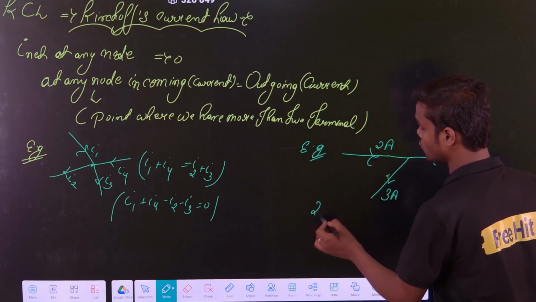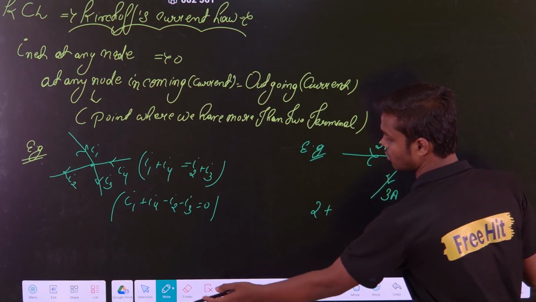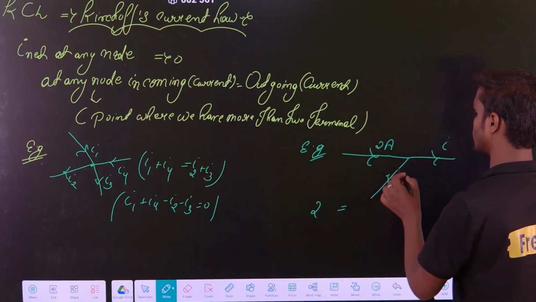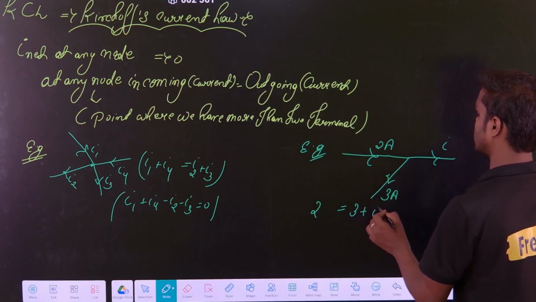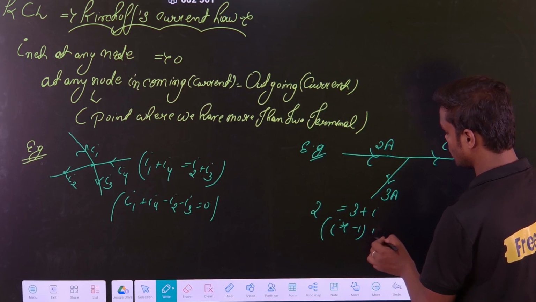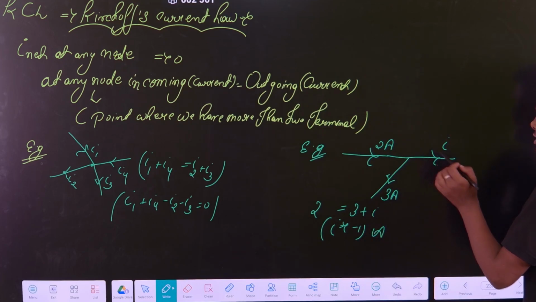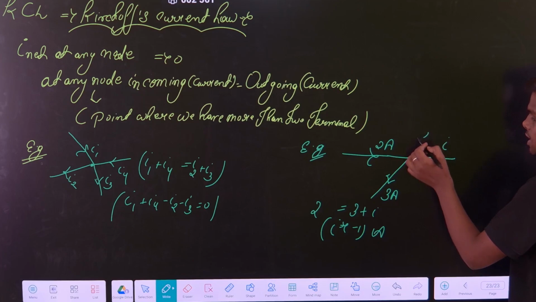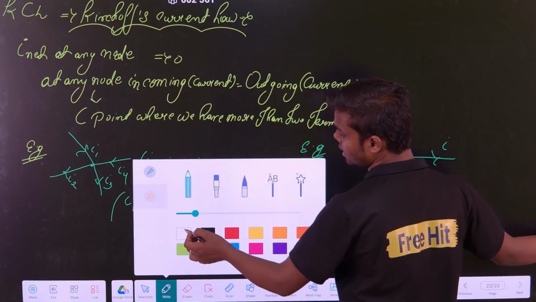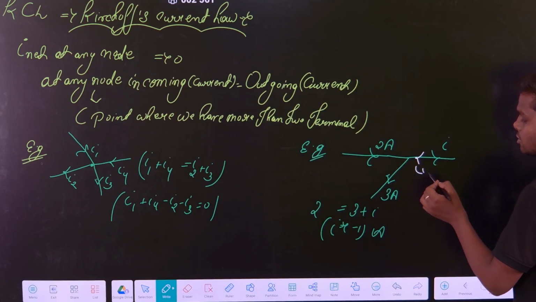Incoming current is 2. There is no other incoming current, so just one incoming current, 2. That is equal to outgoing. What is the outgoing current? 3 plus I. So what I value will you get? That is minus 1. What do you mean by this minus 1? This minus 1 sign indicates that the exact current direction is not this, it is like this. The current is not going in this direction. Whatever direction is given here, the correct direction is opposite.